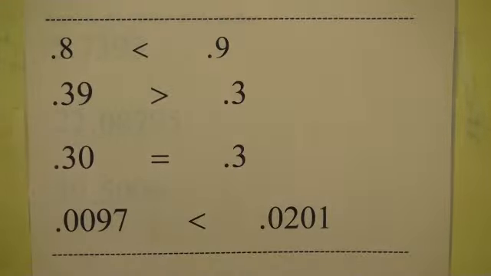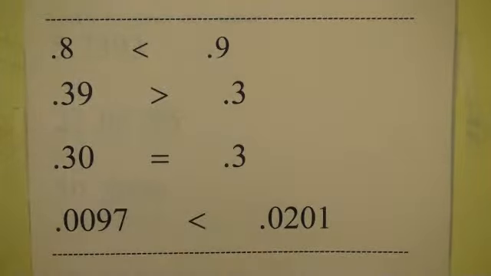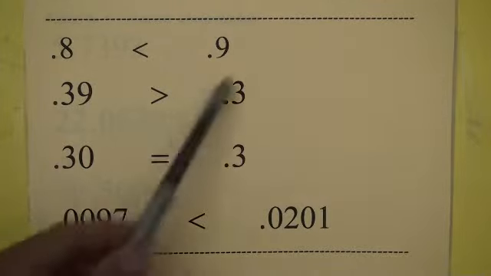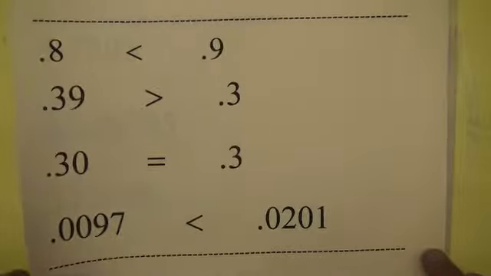So there's the comparisons. There's two ways of saying this. Either 8/10 is less than 9/10, or 9/10 is greater than 8/10. You can read it from left to right or right to left. And that's how that would shake down.